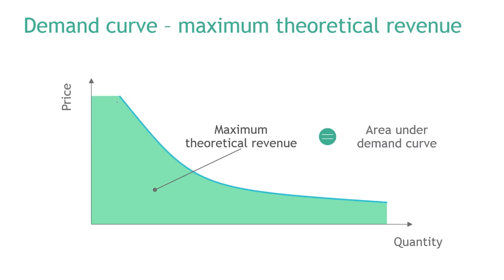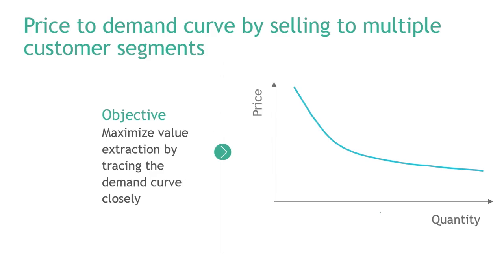Now, ideally, to create the theoretical maximum, you really want to have all the surface under this demand curve. And what this means in theory is that you sell to every customer exactly at the price they are individually willing to pay. Now, that's not really very practical. So how do you solve for this in practice? The objective is to trace the demand curve as closely as possible.